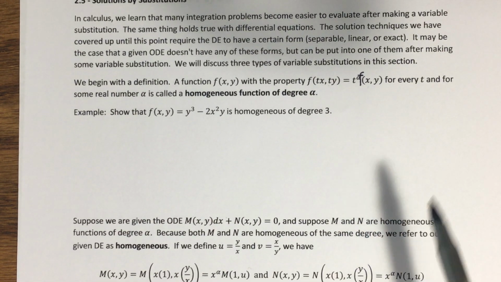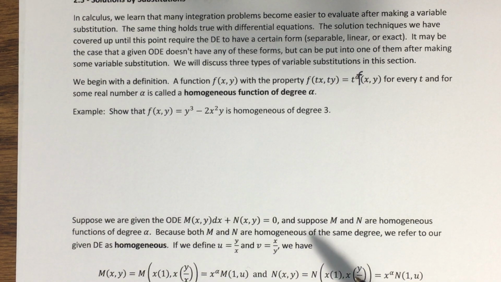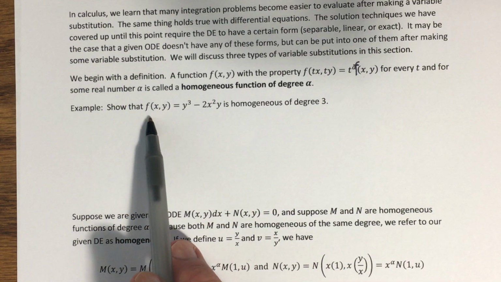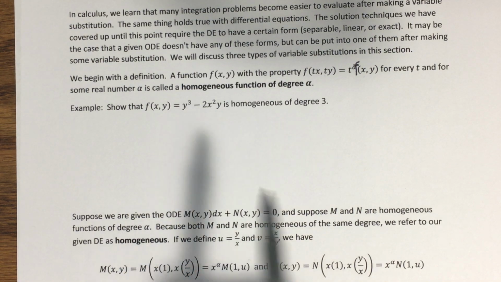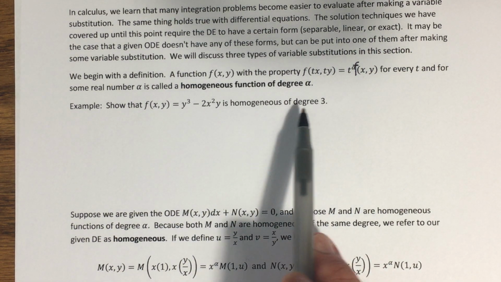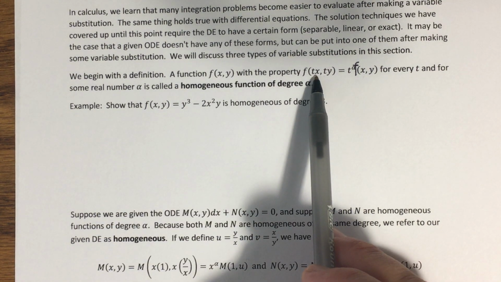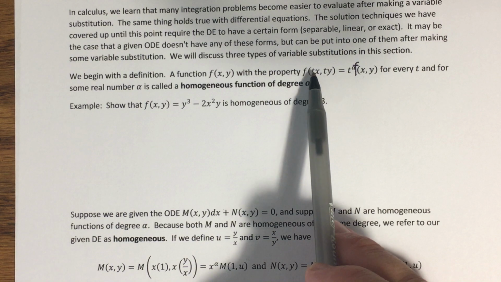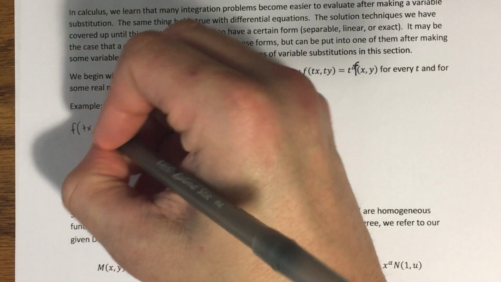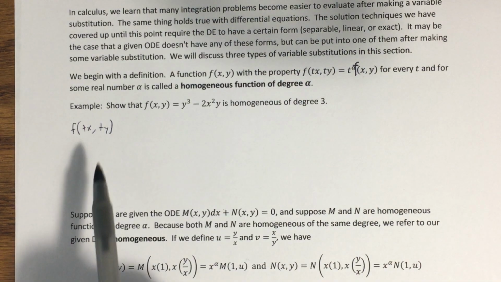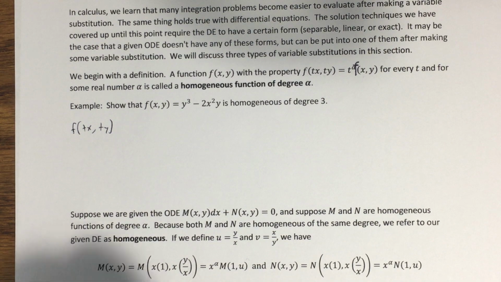Now, if you're not used to working with things in this kind of functional notation, an example helps make things a little more clear. So we're given a function here, f of x, y equals y cubed minus 2x squared y. Our job is to show that this is a homogeneous function of degree 3. So what we do is when we make this substitution, we look at f of tx, ty. What is f of tx, ty? Well, this is telling me to substitute tx everywhere I see an x, ty everywhere I see a y.